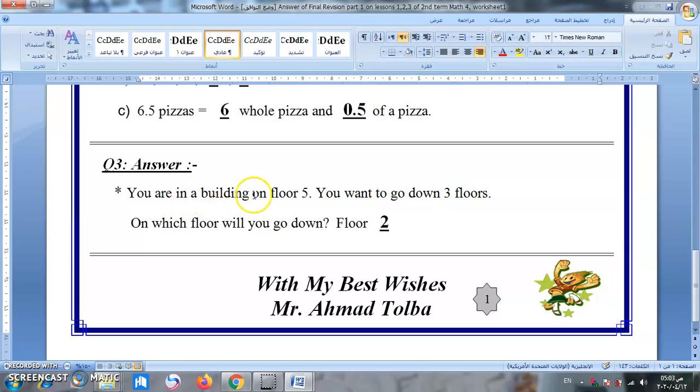Answer. You are in a building on floor 5. You want to go down 3 floors. On which floor will you be? You are on floor 5 and you want to go down 3 floors. So you will be on floor number 2.